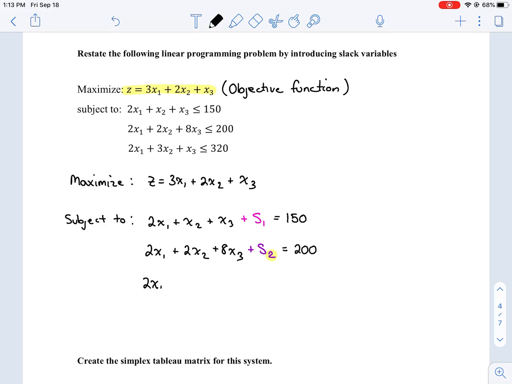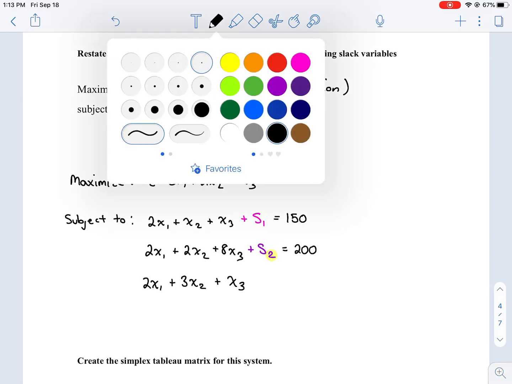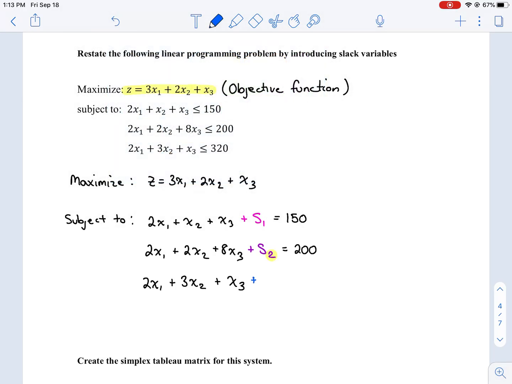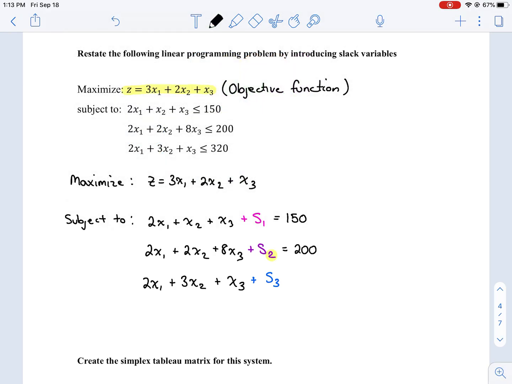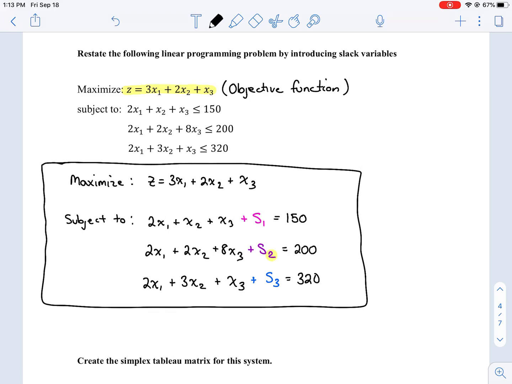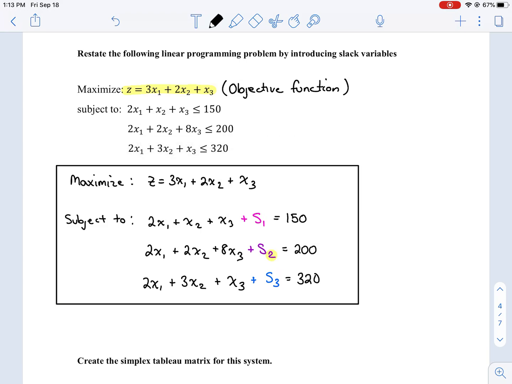And now I will do the same thing. I will introduce a slack variable to the third equation. So the problem has now been rewritten using slack variables. And now that all four of these equations are, well, equalities and not inequalities, we can now enter them into what is called the simplex tableau matrix.